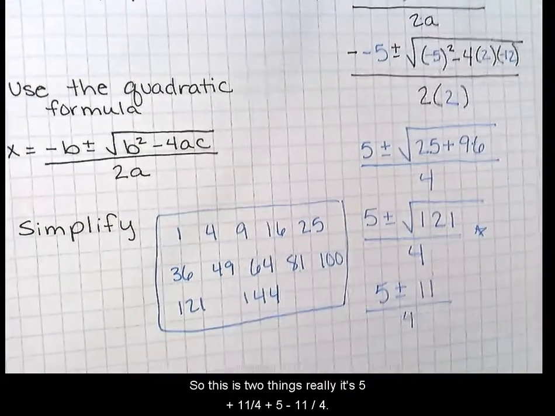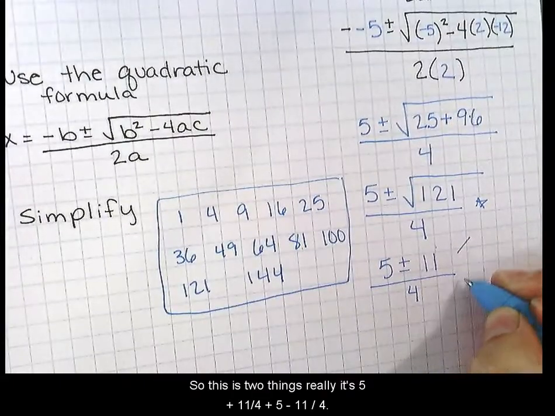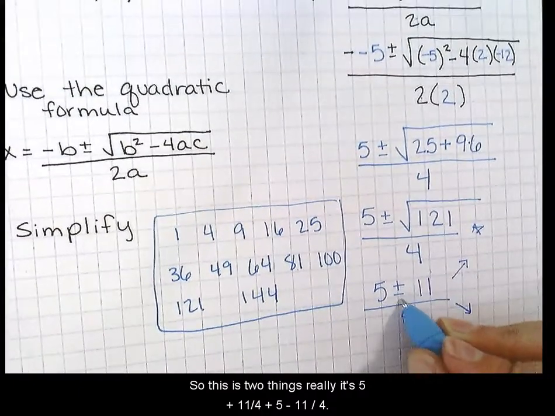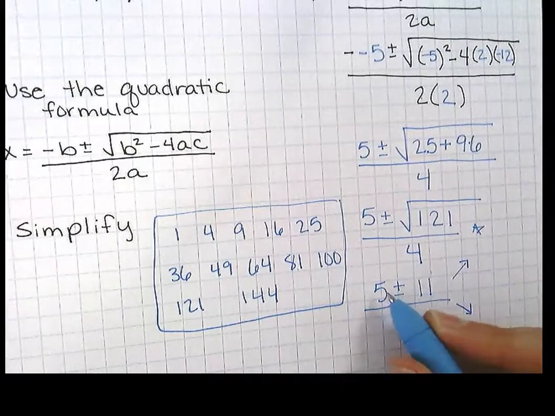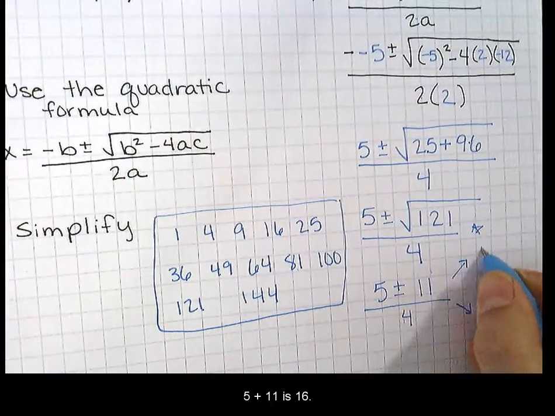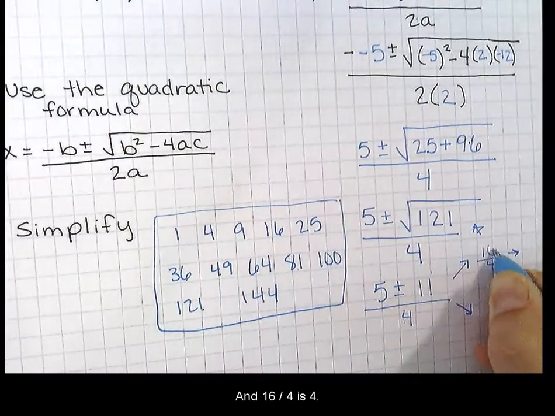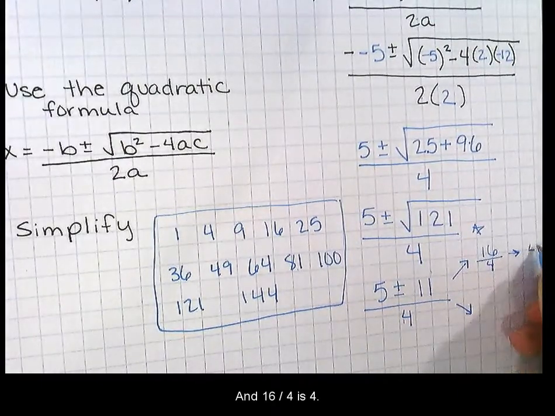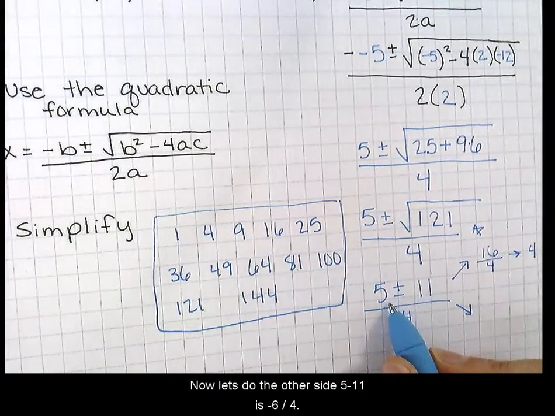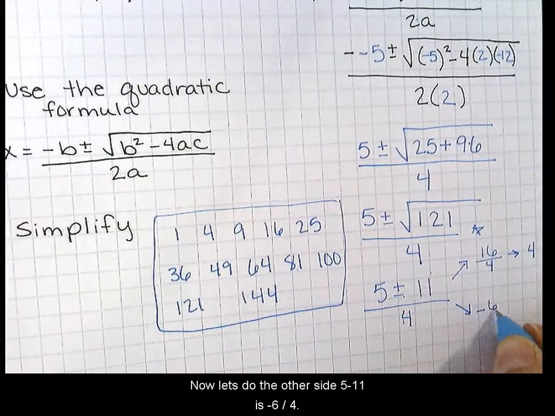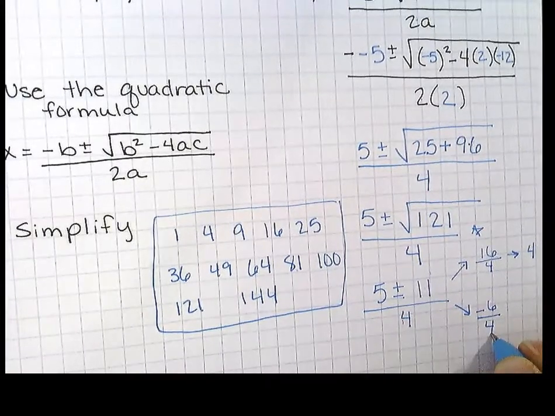Okay, moving on. So this is two things really. It's 5 plus 11 over 4 and 5 minus 11 over 4. 5 plus 11 is 16 divided by 4, and 16 divided by 4 is 4. Now let's do the other side. 5 minus 11 is negative 6 divided by 4.